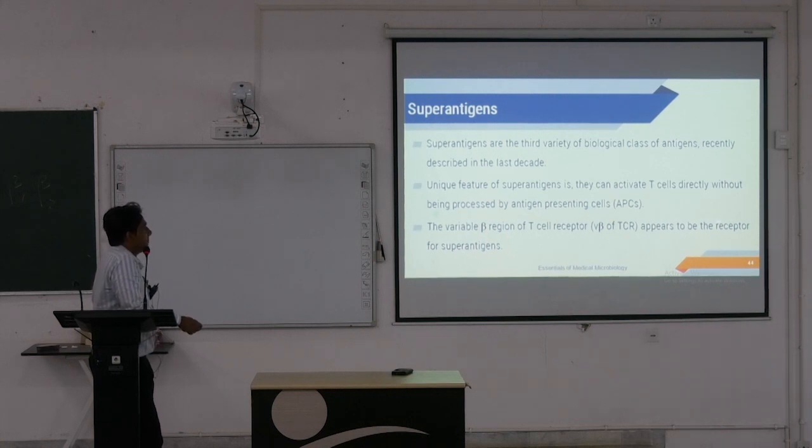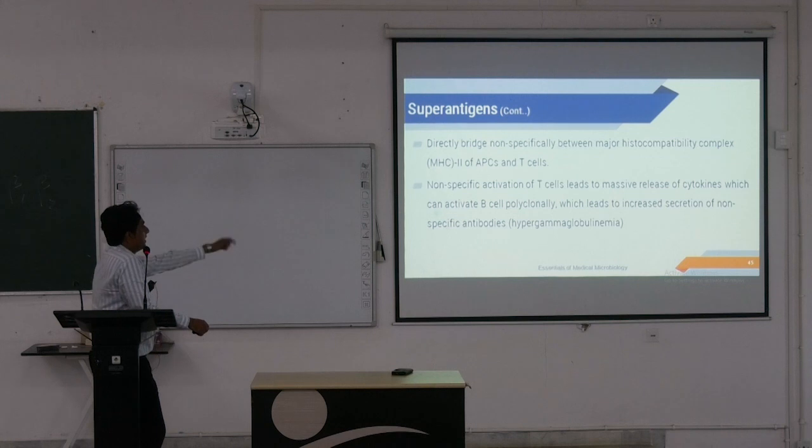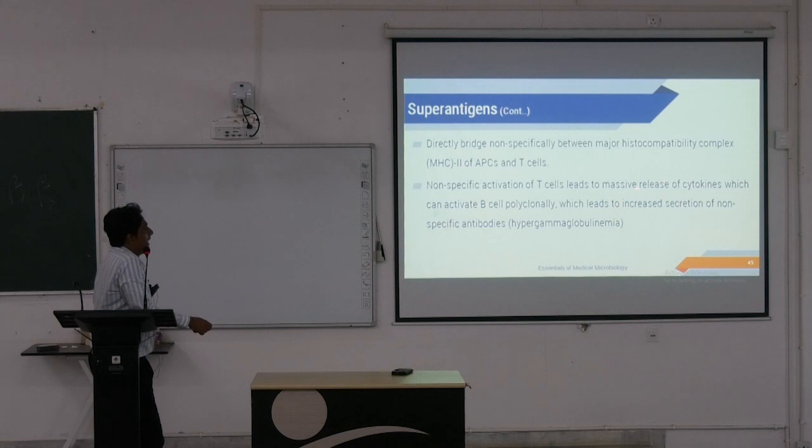সেখানে দ্য ভেরিয়েবল বিটা রিজন অফ টি সেল রিসেপ্টর অ্যাপিয়ার্স টু বি দ্য রিসেপ্টর ফর সুপার অ্যান্টিজেন্স। Super antigens directly bridge non-specifically between the major histocompatibility complex MHC2 of antigen presenting cells and T cells, and non-specific activation of T cells leads to massive release of cytokines which can activate the B cells polyclonally, which leads to increased secretion of non-specific antibodies বা hypergammaglobulinemia.